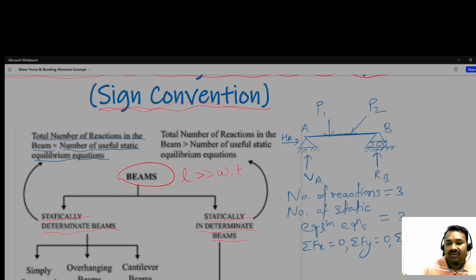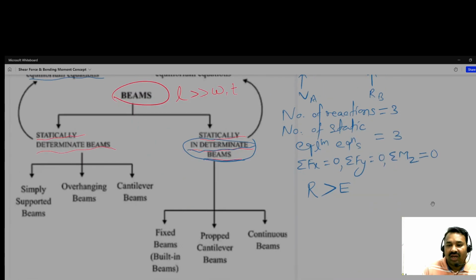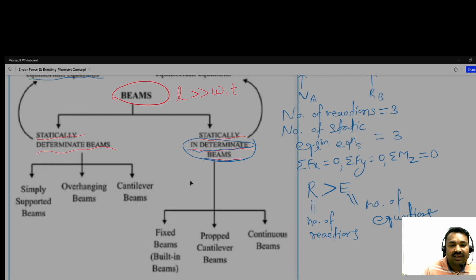If the beam is indeterminate, it will be known as an indeterminate beam when the total number of reactions is more than the number of equations. Suppose r is the number of reactions and e is the number of equations. In that case, the beam becomes an indeterminate beam.